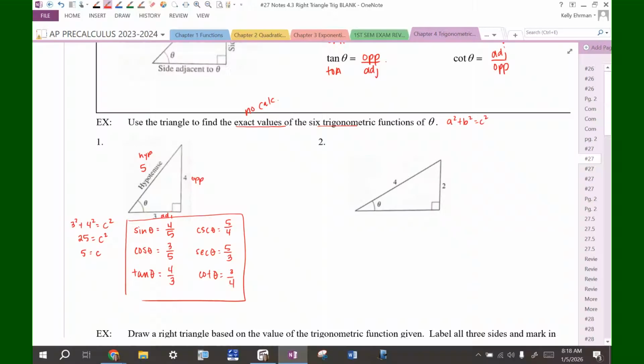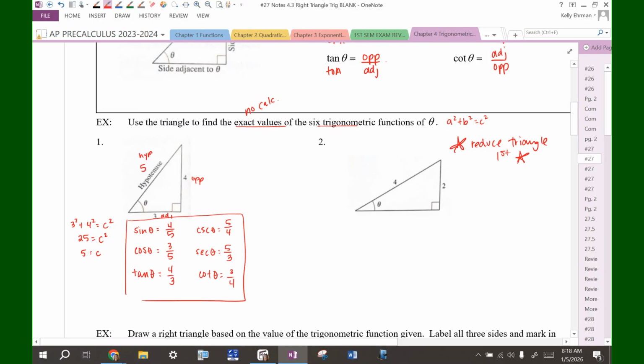Now, for the next one, I can do the same thing. I'm going to show you 2 ways to do this. I do want to make a note. The best way to do this one is to reduce the triangle, and I'll explain why we can do that in a minute. I'll show it without reducing first.